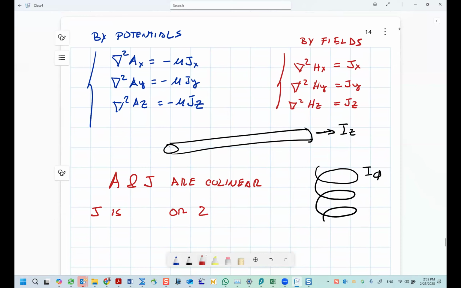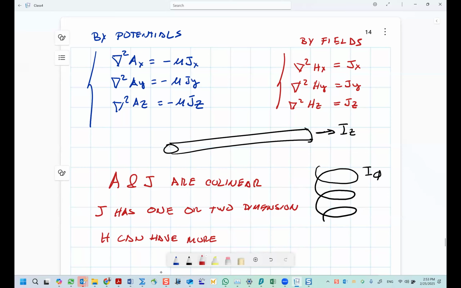Okay. And in general, J has 1 or 2 dimensions. Let me change that. J has 1 or 2 dimensions. So H can have more dimensions, can have 3 dimensions.